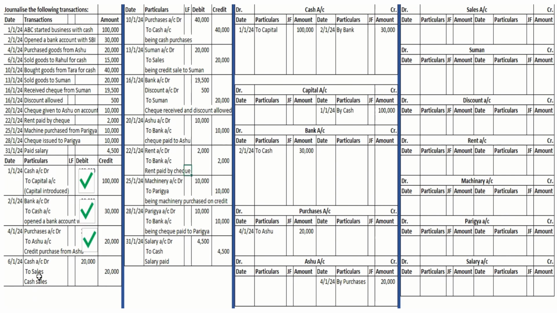Next entry, cash account debtor to sales. The cash account we already have, but the sales account we need to prepare. So I prepared the sales account. Now the entry is that the cash account should be debited, so it should be recorded in the debit side of the cash, to sales. Amount is 20,000. In the sales account, it should be recorded in the credit side, by cash. So that entry also we finished.